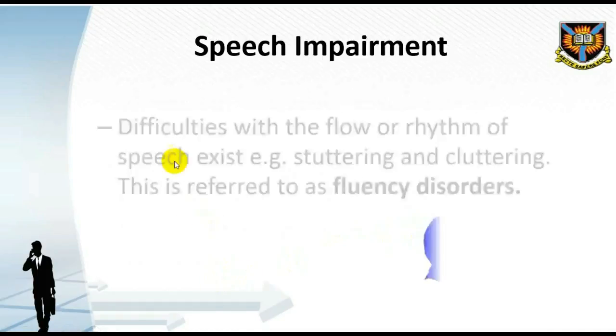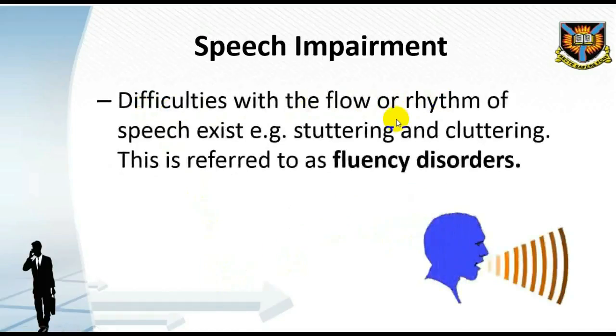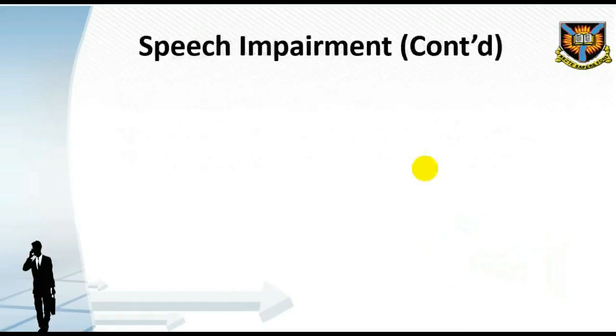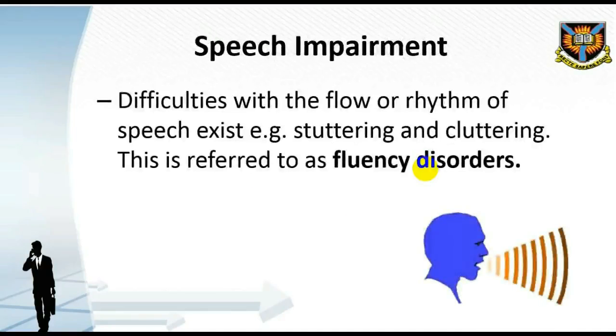5. Difficulties with the flow or rhythm of speech exist, for example, stuttering and cluttering. This is referred to as fluency disorders. There are voice disorders, that is, problems with the quality or use of one's voice, for example, husky, hoarse, breathy, or strained, or hyponasality.